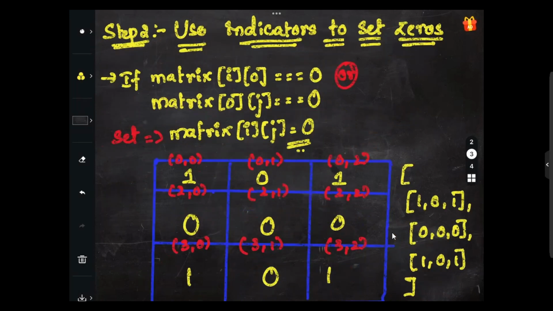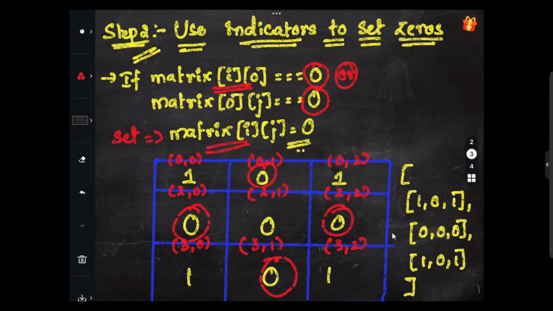This is fine. And the second step here is we will use indicators to set 0. So in this case, if matrix of I0 is 0, matrix of 0j is 0 as well. If matrix of I0 is 0, then matrix of 0j is also 0, then matrix of ij is also 0. So this one is 0, this one is 0, then this one is 0 as well. They are the same, right? This one is 0 as well. Matrix of ij is 0 as we are setting ij equals 0, right?